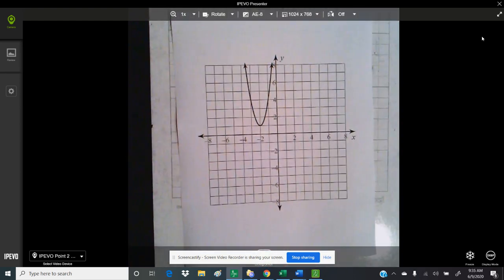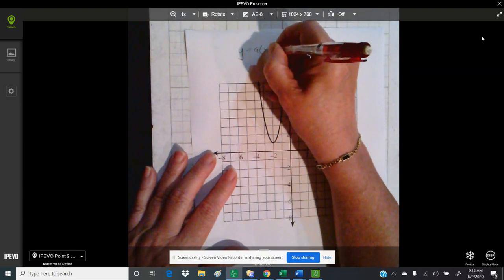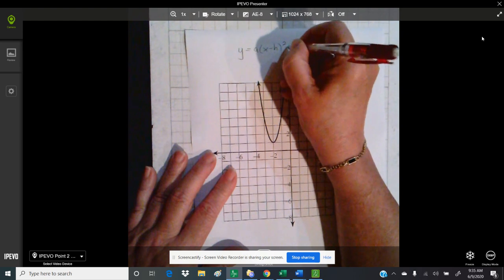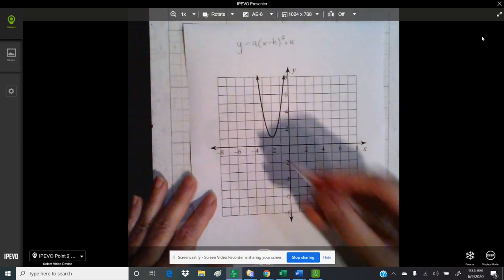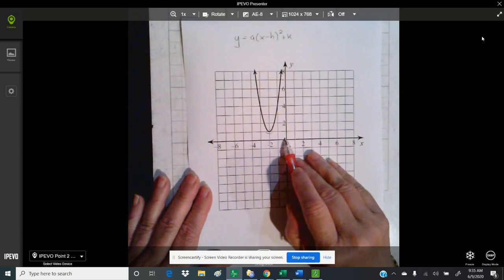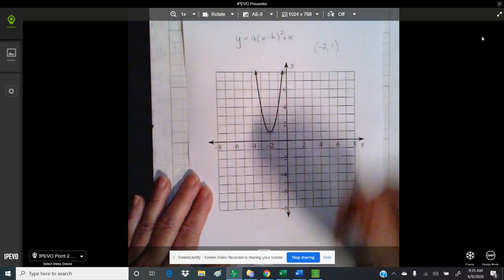Let's take a look at another graph. All right. So once again, the same thing, right? The generic form is y equals a(x minus h) squared plus k. There's my form. I need to find my vertex. Again, that's really simple. There's my vertex. So my vertex is negative 2, positive 1.